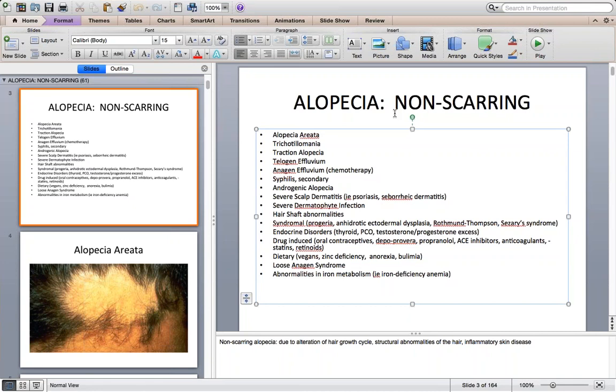Now, sometimes it's difficult to tell what is scarring from what is non-scarring. Therefore, you could be misled. So many a time, if you do a biopsy of the scalp, that will tell you whether it's scarring or non-scarring. And it's very important to do that because otherwise you'll misdiagnose the patient.